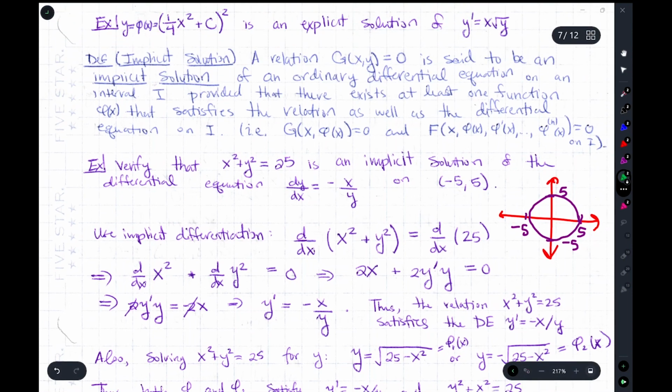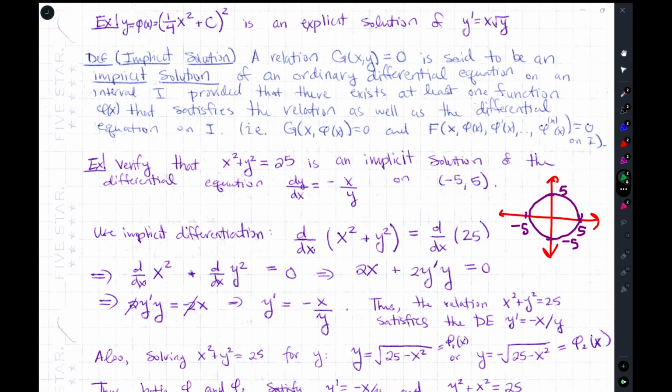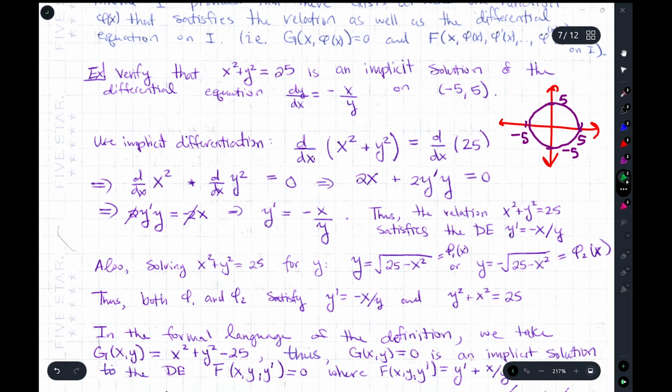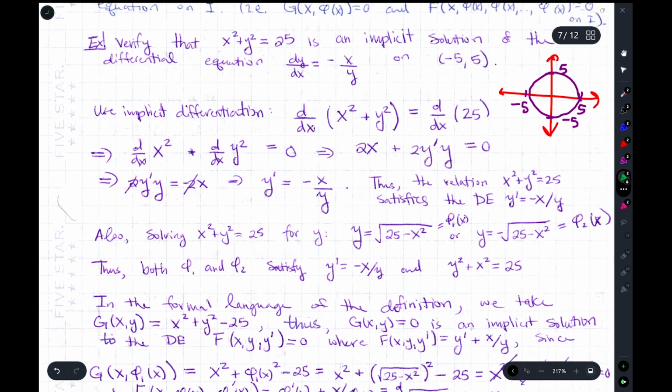Now, what does this tell us? This says that the relation, and this is a relation, we choose g of x, y as x squared plus y squared minus 25, and we set that equal to 0. So this whole circle is an implicit solution.